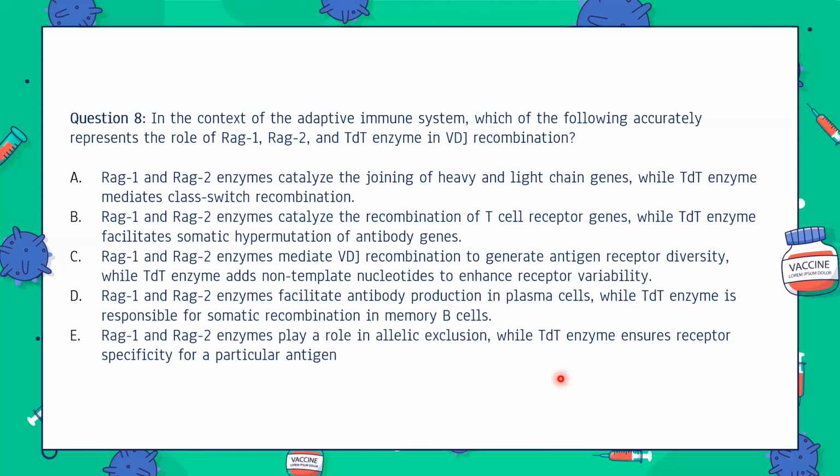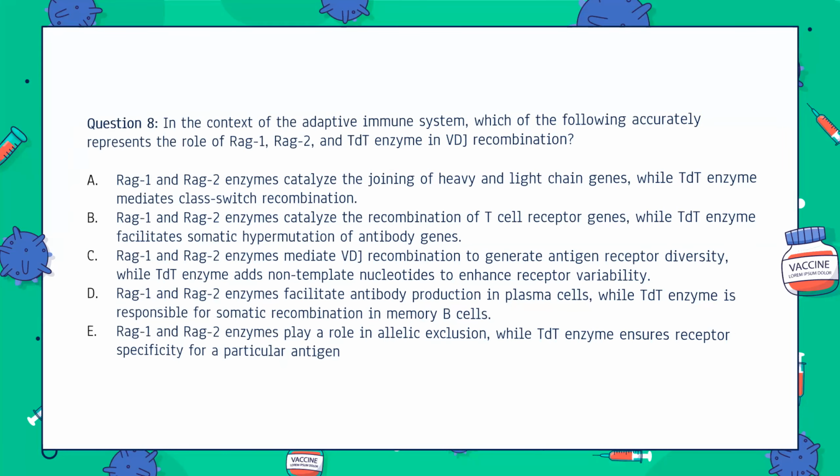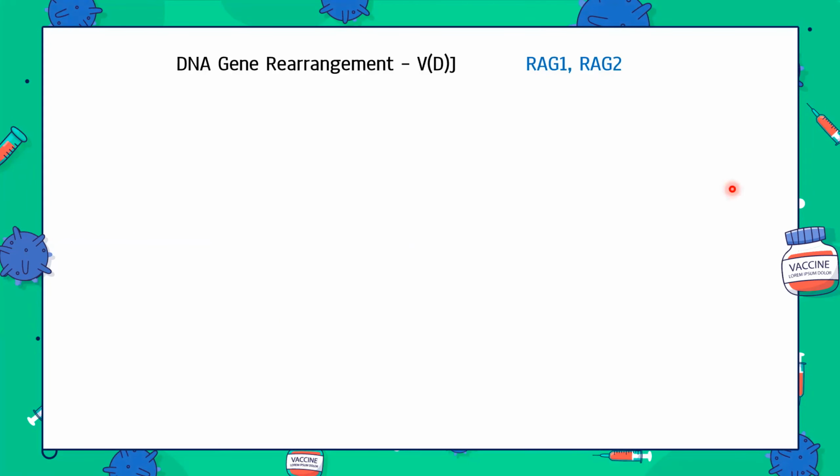In the context of the adaptive immune system, which of the following accurately represents the role of RAG1, RAG2, and TDT enzyme in VDJ recombination? Let's go to the slide and then get back to this. So our VDJ is this haphazard rearrangement of our V, D, and J regions, which is done using RAG1 and RAG2. They are the DJs, right? Because they start with D and J and then they add the V. They remix this DNA gene and they're going to give me the actual product that I want at the end.